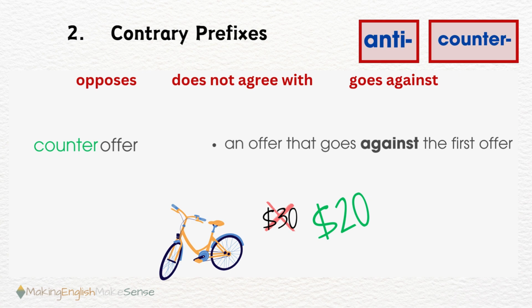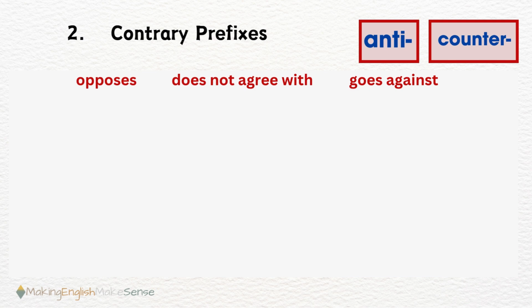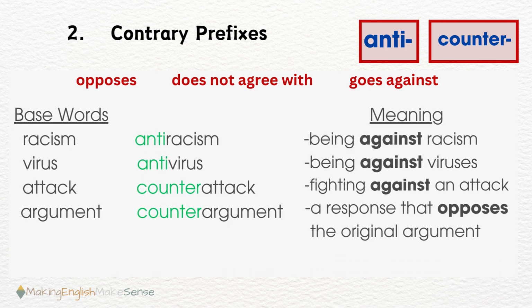You did not agree with the price that I offered, and in this case, your counteroffer of $20 is lower than my original offer of $30. Some other examples include the word racism to anti-racism, meaning being against racism. Virus to antivirus, meaning being against viruses. Attack to counterattack, meaning fighting back against an attack. And argument to counter-argument, which refers to a response that opposes the original argument.